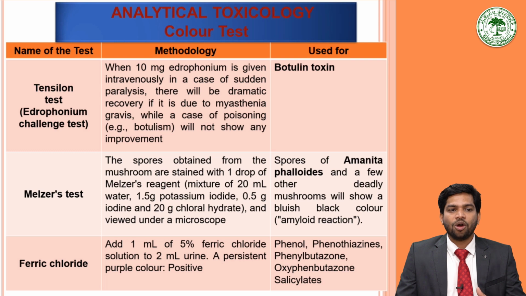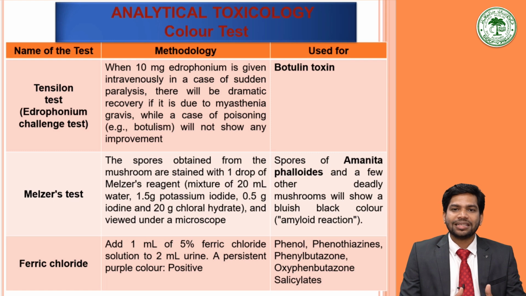Then tensilon test or the edrophonium challenge test. Basically, this is not a color test, but this is the bedside test that is done to rule out the botulinum toxin. Under this test, when 10 mg of edrophonium is given intravenously in a case of sudden paralysis, there will be dramatic recovery if it is due to myasthenia gravis, while a case of poisoning like with the botulism will not show any improvement.